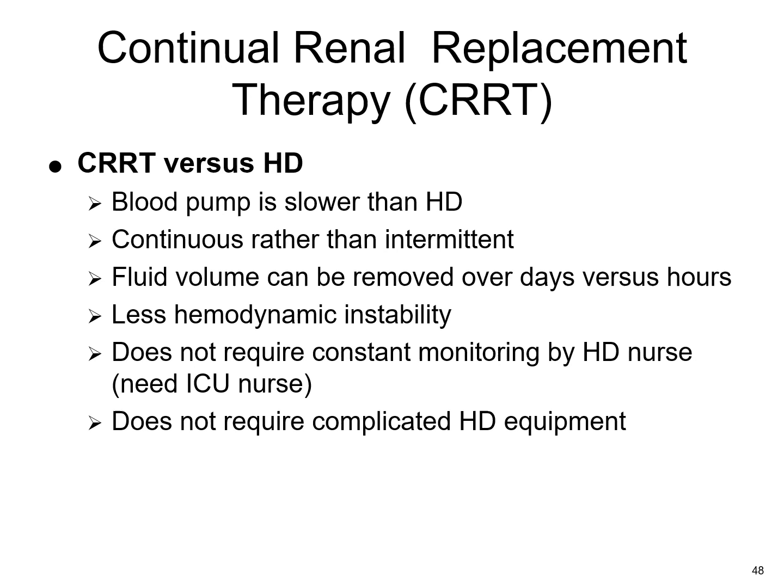This page I would like you to pay attention to a little bit more. I do want you to have a sense of what the differences are between CRRT versus hemodialysis. So the main thing: blood pump is slower than hemodialysis. It's continuous rather than intermittent because they're usually doing this over 24 hours, mimicking the kidneys. So the fluid volume can be removed over days versus hours. The patient therefore has a chance of not getting into trouble as much as they would in hemodialysis.